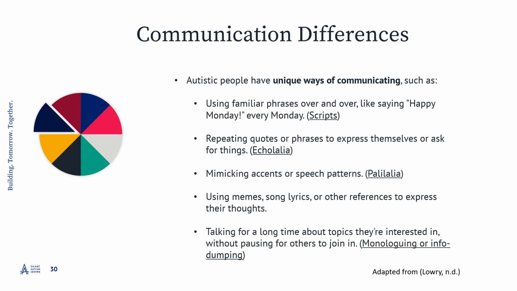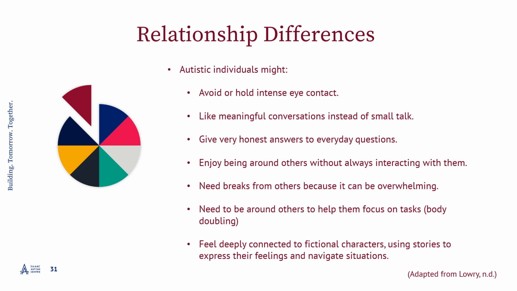The final trait on the autism spectrum wheel is relationship differences. Autistic individuals might avoid or hold very intense eye contact, prefer meaningful conversations instead of small talk, give very honest answers to everyday questions, enjoy being around others without always interacting with them, need breaks from others because it is overwhelming, need to be around others to help them focus on tasks, which is known as body doubling, or feel deeply connected to fictional characters, using stories to express their feelings and navigate situations.